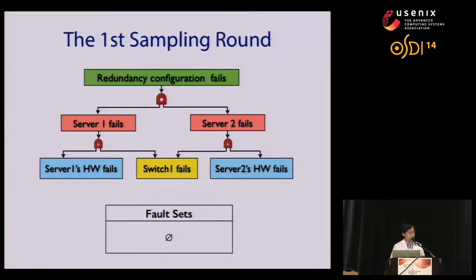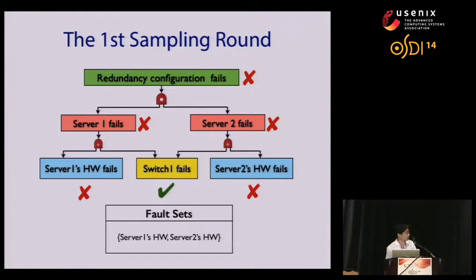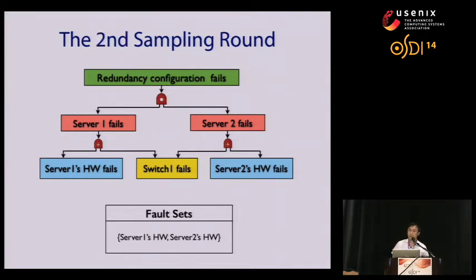Let me illustrate the failure sampling algorithm using this example. So in the first sampling round, we flip a coin to assign 1 or 0 to each leaf node. We assume we got this result, and server 1 and server 2 hardware fail, but switch 1 works. In this case, the root node fails. So we include a fault set. In the fault set, you can see we include server 1 and server 2 hardware failures. We enter the next sampling round. In the second sampling round, we flip a coin again for each leaf node. We assume we got this result.